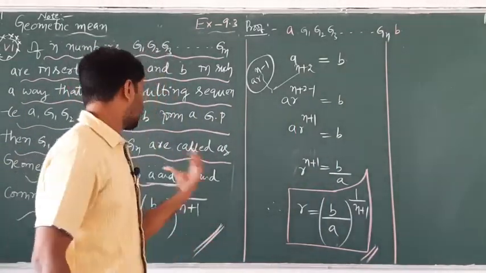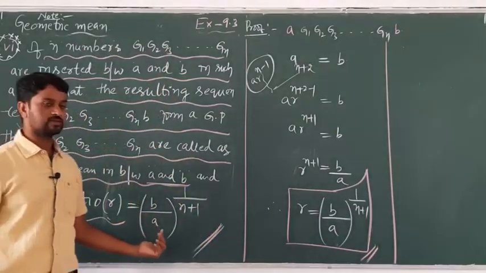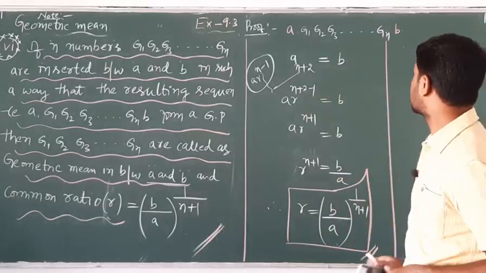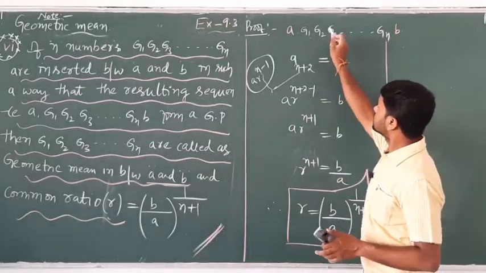What is our target? We had to find the ratio. Ratio R is equal to (B by A) whole power of 1 by n plus 1. Where G1 is equal to what? G2 is equal to what?